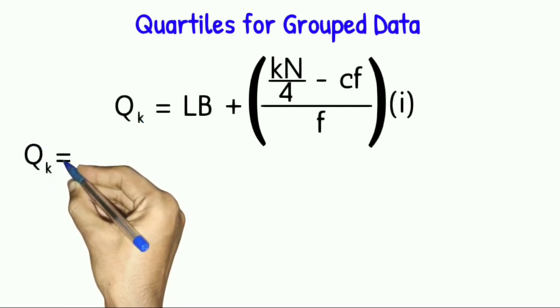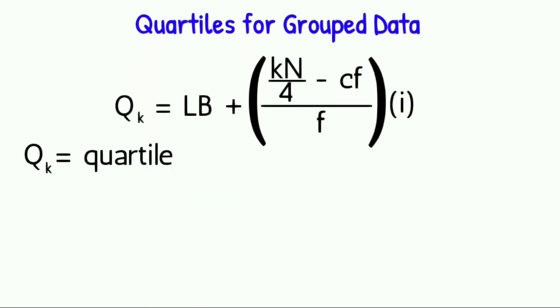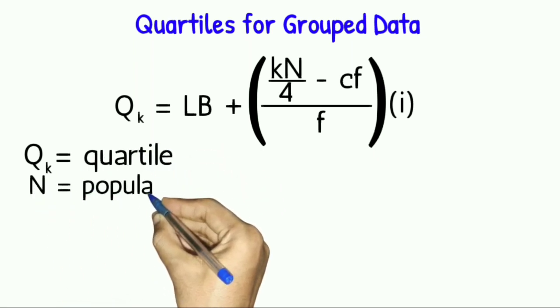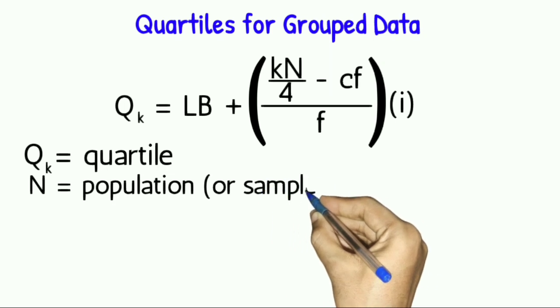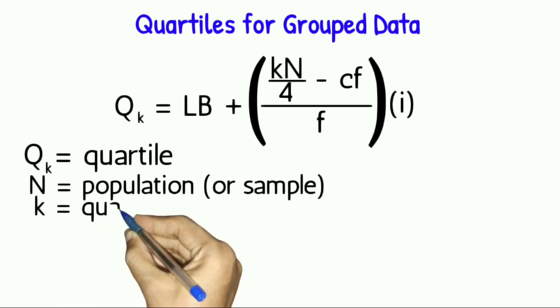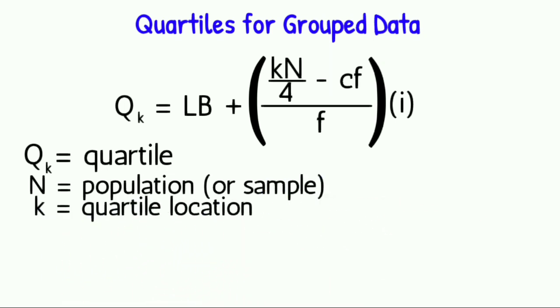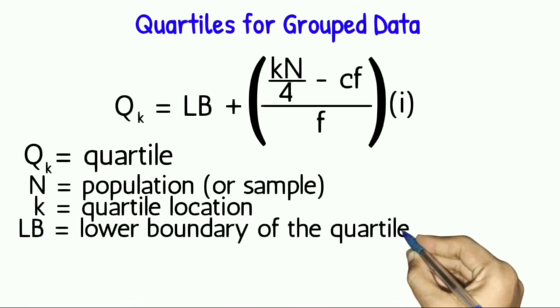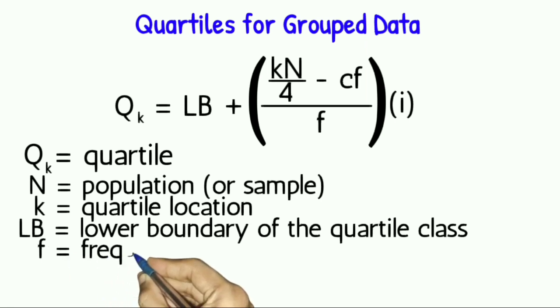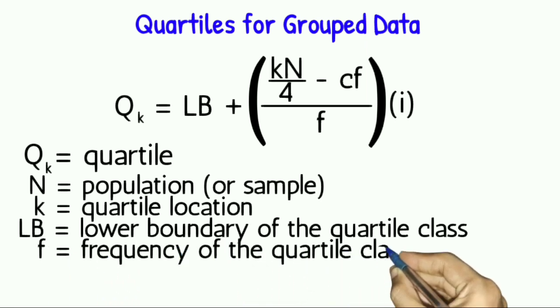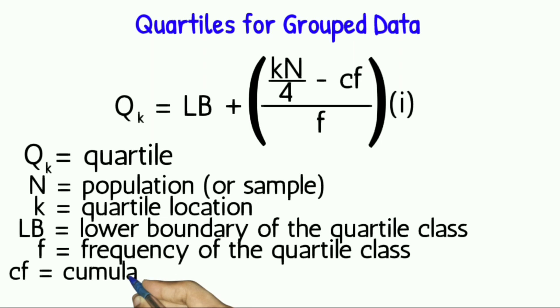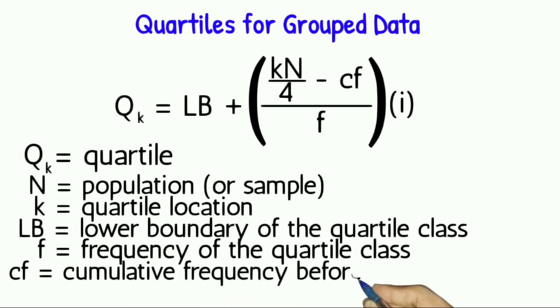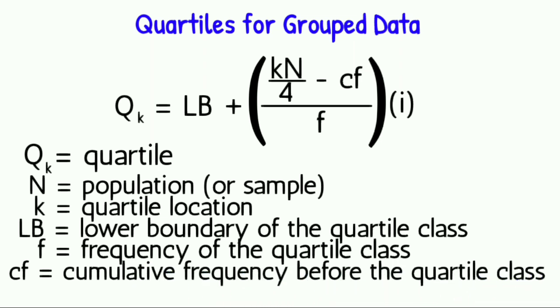Q sub k is the quartile, N is the population or sample, K is the quartile location, LB is the lower boundary of the quartile class, F is the frequency of the quartile class, CF is the cumulative frequency before the quartile class, and I is the class interval.